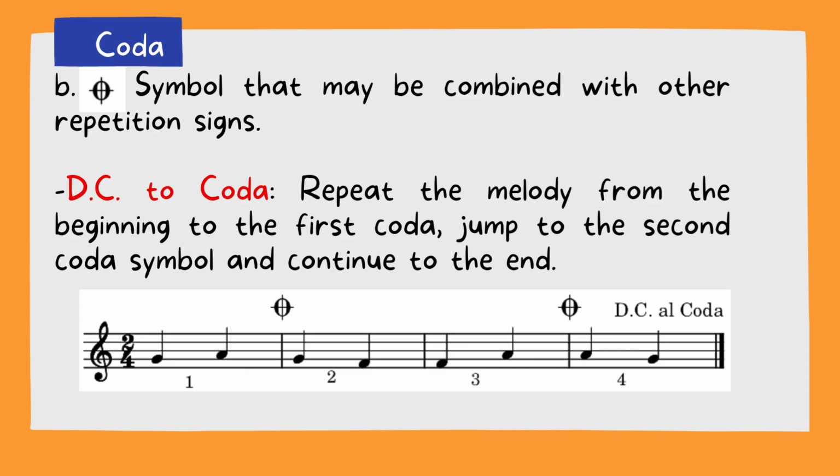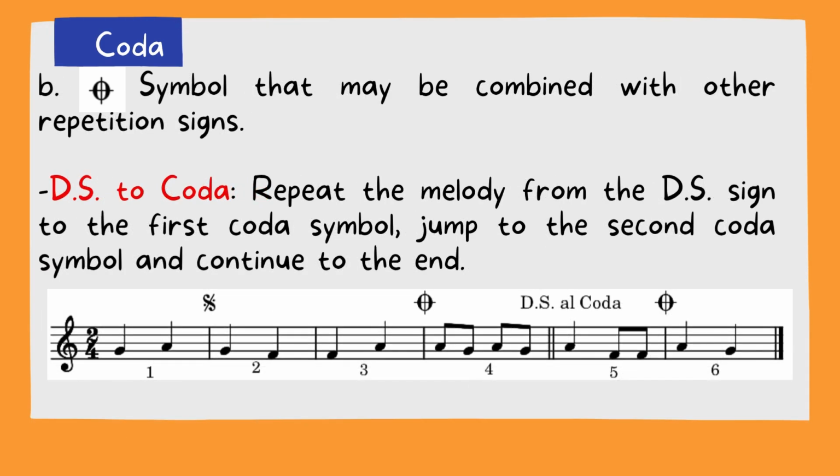For example, DC to coda means that a performer has to repeat the melody from the beginning to the first coda, jump to the second coda symbol and continue to the end. DS to coda indicates that the performer should repeat the melody from the DS sign to the first coda symbol, jump to the second coda symbol and continue to the end. As a result, in the example, the order in which bars should be played would be 1, 2, 3, 4, 1, 4.